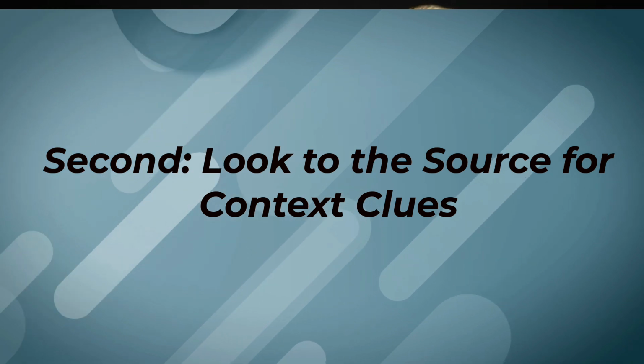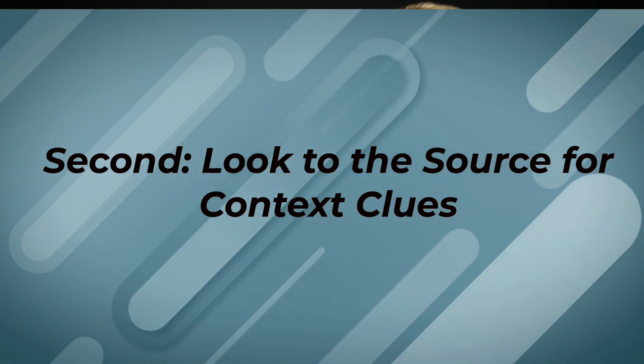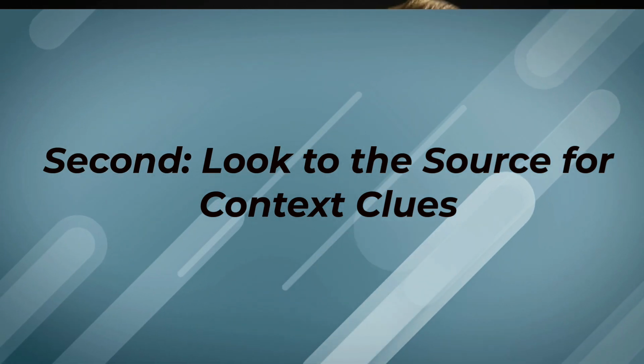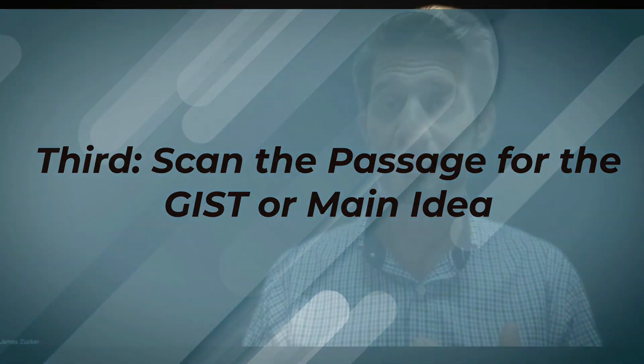Next up, again, don't look at the passage, look at the source of the passage. The source of the passage is going to give you a lot of context clues about the passage. Just by looking at the author's name, the title of the work, and the year, you can tell a lot about what this passage is going to be about. Okay, now you get to read the passage, but you're going to scan the passage. You're not going to read it in detail. You're scanning it and skimming it for the overall idea.